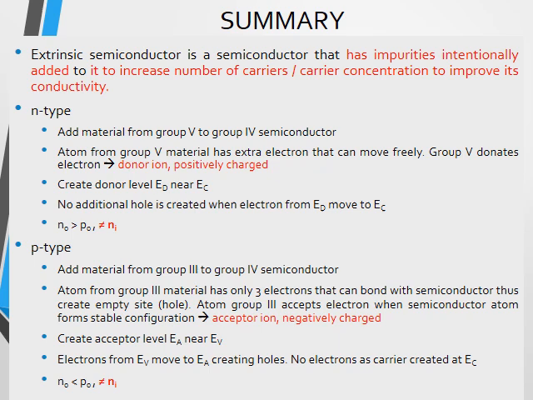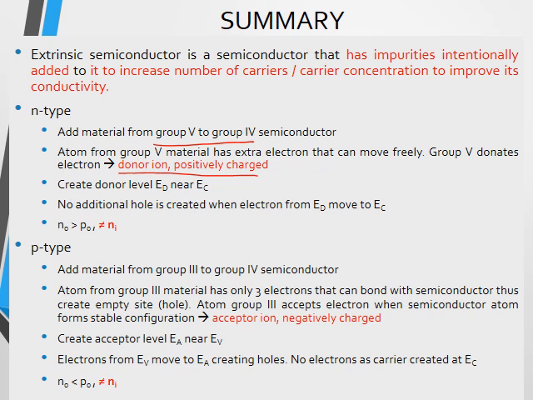For summary, extrinsic semiconductor is a semiconductor that has impurities intentionally added to it to increase number of carriers, or carrier concentration, to improve its conductivity. For n-type material, it is created by adding material from group 5 to group 4 semiconductor. In this process, atoms from group 5 material produce extra electrons that can move freely in the semiconductor. We say that group 5 material donates electrons, thus they are called donor ions, and they are positively charged.